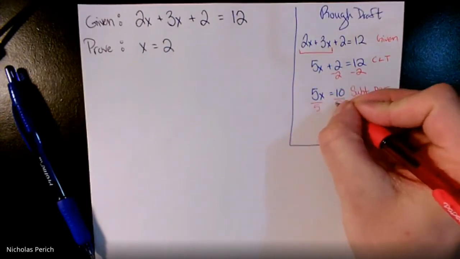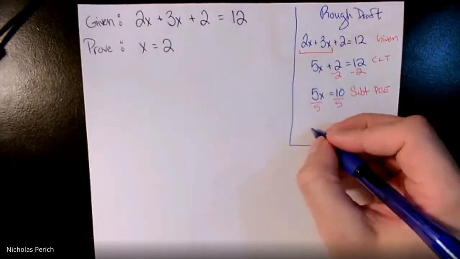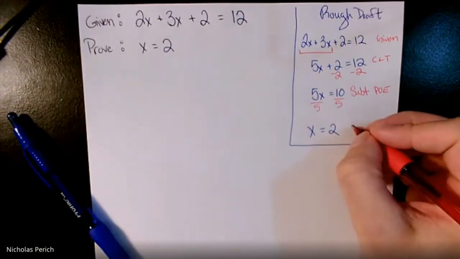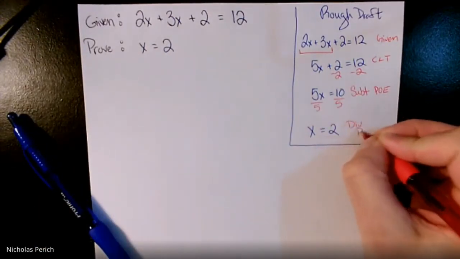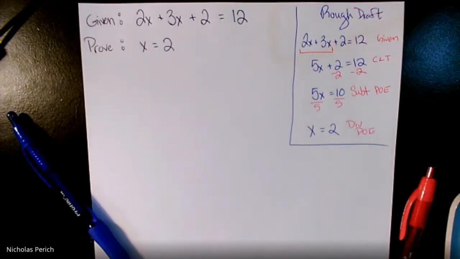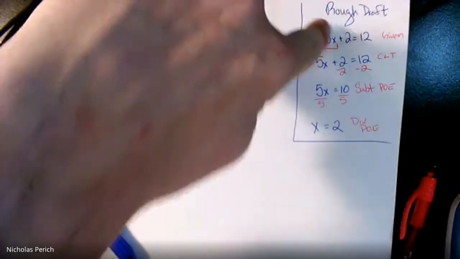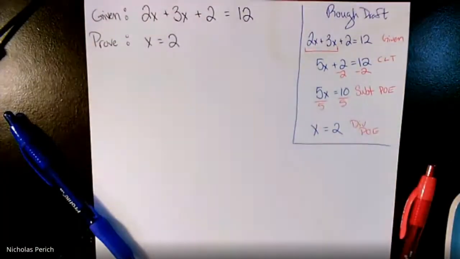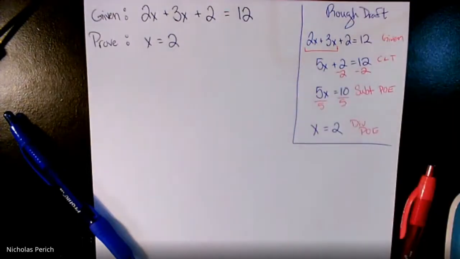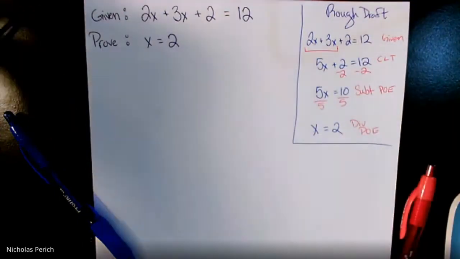The next thing that I would do is divide by 5, and that would land me with x equals 2, and that would be my division po, the division property of equality. So I started out here, I ended up here, which is what I was aiming for. Okay, this is my rough draft.